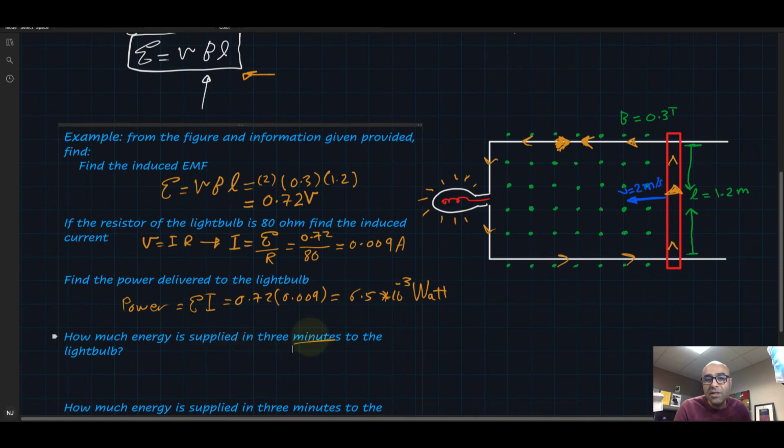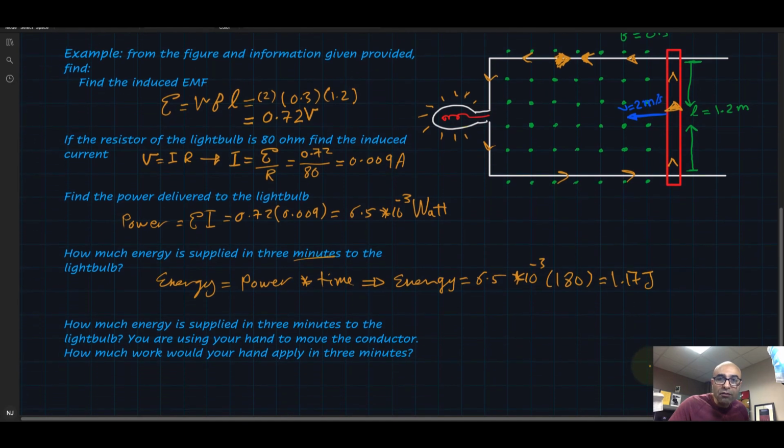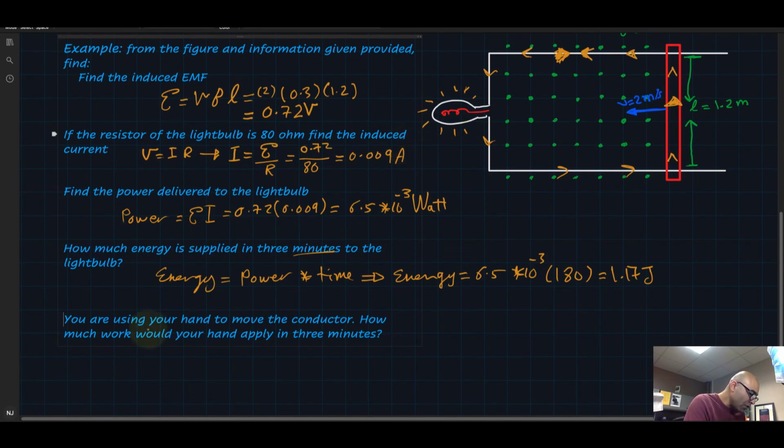3 minutes is 3 times 60, which is equal to 180 seconds. So the energy is equal to the power times time. If we plug those in, energy is equal to the power, which is 6.5 times 10 to the minus 3, times time, which is 180. If we do this calculation, we get 1.17 joules. All right. Now let's go to the final problem, and it says you are using your hand to move the conductor. How much work would your hand apply in 3 minutes?